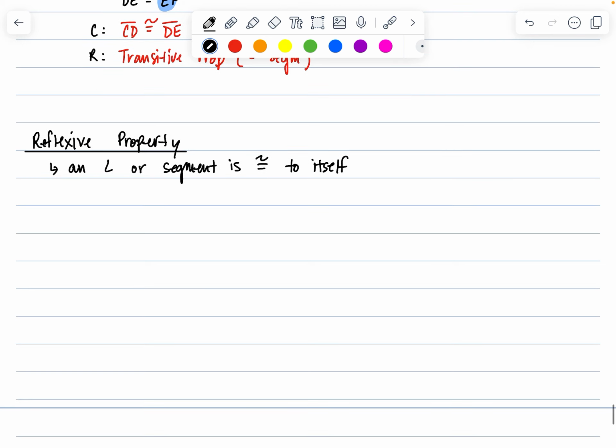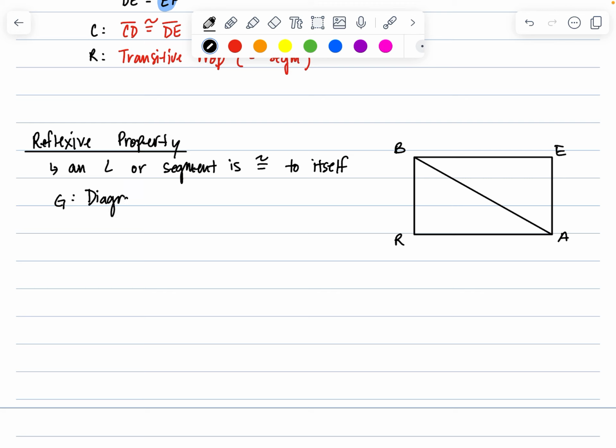So, let's draw a diagram. First one, off to the right, we're going to draw a rectangle with one diagonal, and let's call this B, E, A, R. Now, if you notice, there are 2 triangles here, right? The diagonal makes 2 triangles. So the given is going to be weird. It's just going to say diagram shown. The conclusion might be blank, and the reason might actually be provided for you: the reflexive property. So this is a side that is congruent to itself in this particular case.